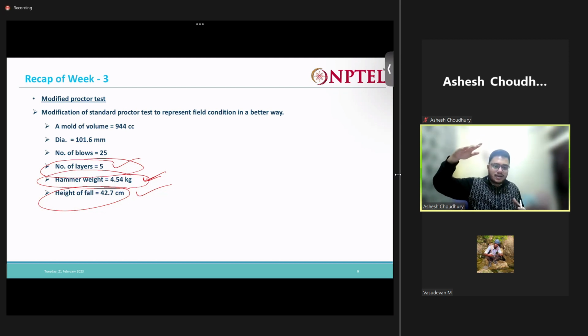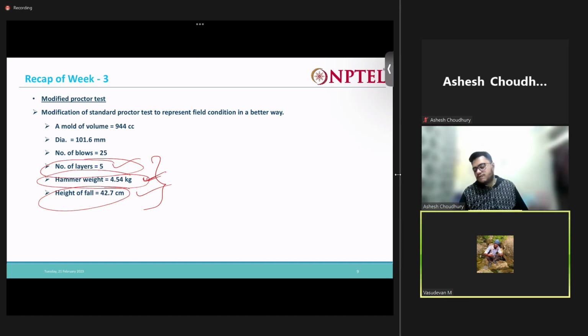Before it was around 30 centimeters and 2.5 kgs. Now you increase the weight of the hammer to 4.5 kgs and the height of fall to more than 40 centimeters. So during compaction, you are putting more energy per layer, and you can put more soil in that same volume. So this is the modified Proctor test. In the standard Proctor test there were 3 layers, in the modified Proctor test there are 5 layers, right? Hammer weight has increased, and the height of fall has also increased.